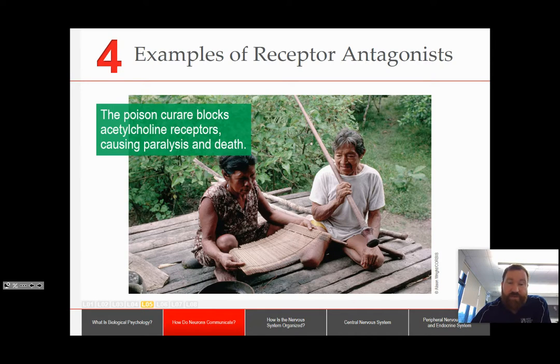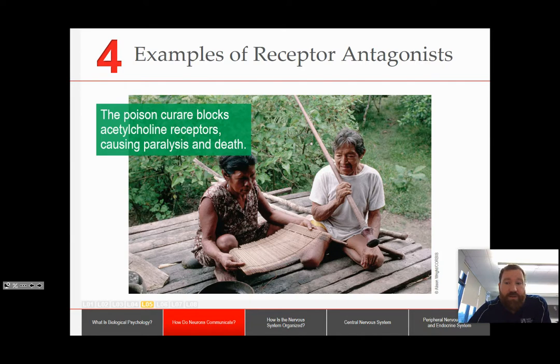It basically plugs in the receptor site. So it prevents ACH from binding to the next neuron, preventing movement from happening. And movement's pretty important if we're talking about things like heartbeat and muscle movement and breathing, right? So it can cause paralysis and death.